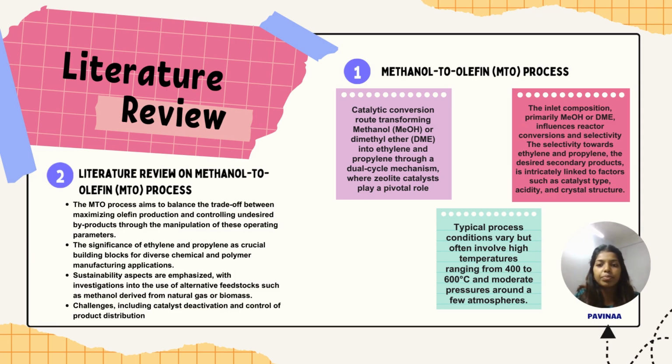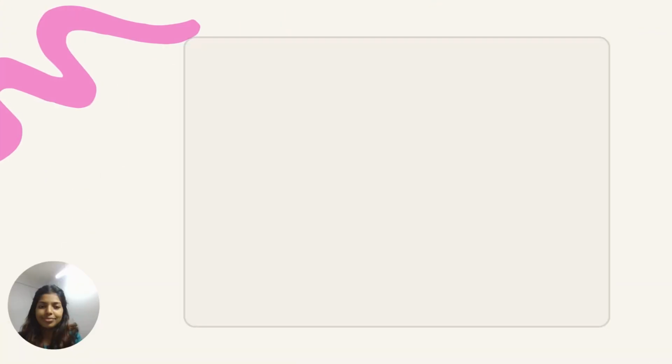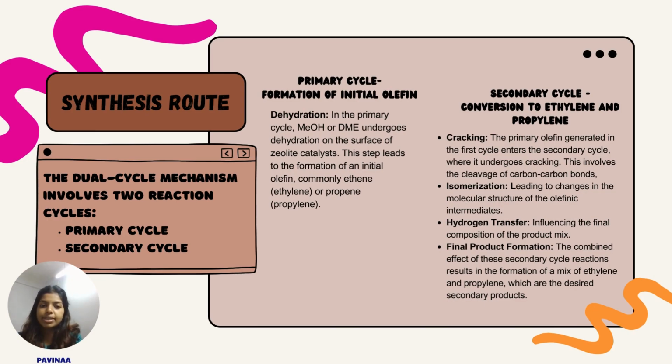Overall, the literature provides a comprehensive overview of the MTO process, its technological advancement challenges, and potential contributions to sustainable olefin production. Now let's move on to the synthesis rule. The MTO process is a dual cycle mechanism that involves two reaction cycles, which are the primary and secondary cycle.